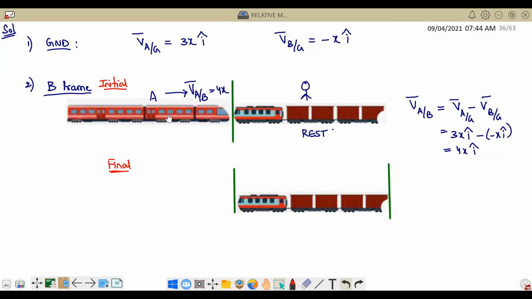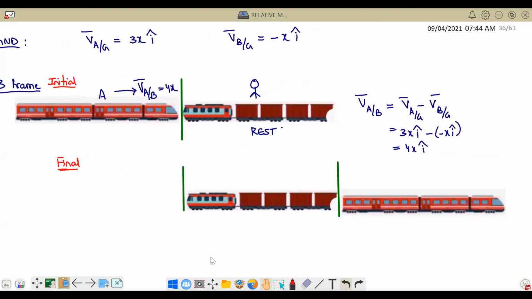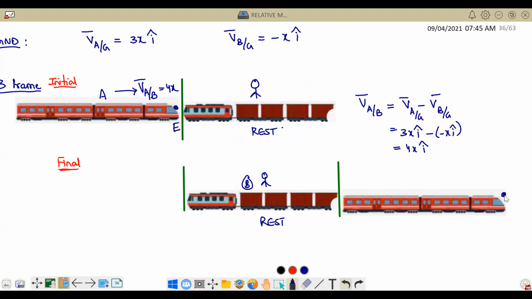Correct? So now let us see. This is the final position. Initially, this train is at rest, not moving. This is train B. Now train A is moving. This is the engine. Finally, the engine is here. Correct or not? So the engine has moved from here to here, this much, which is nothing but the length of the two trains. How much is this?